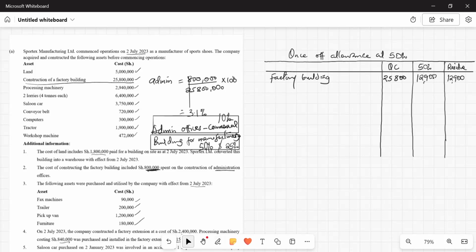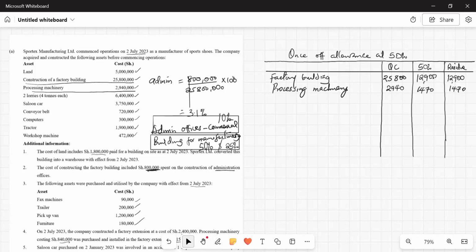Then we go to the next item. Processing machinery also qualifies for 50% in the first year of use. So that is machinery for manufacturing. Processing machinery is going to be 2,940. Calculate 50% of that. What will it become? 1,470. Remaining 1,470.